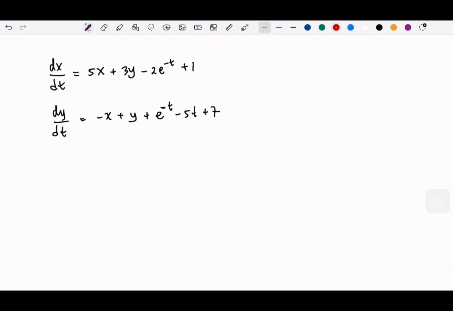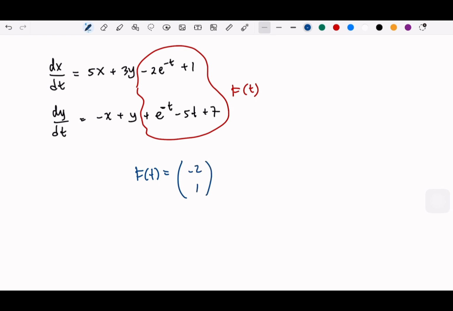Okay. So if we see from this part, this part and this part will be our f. So we can write the f of t is -2, 1, and we can make each one of them. No t in the first one, so 0, and -5 for t, and then plus, this is the constant, 1 and 7.